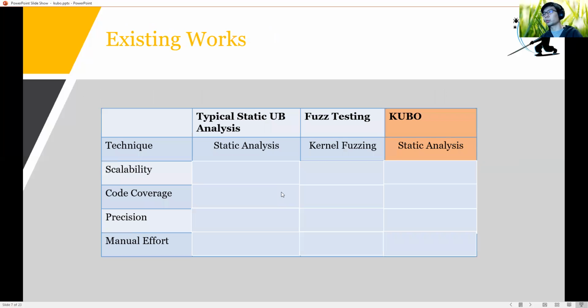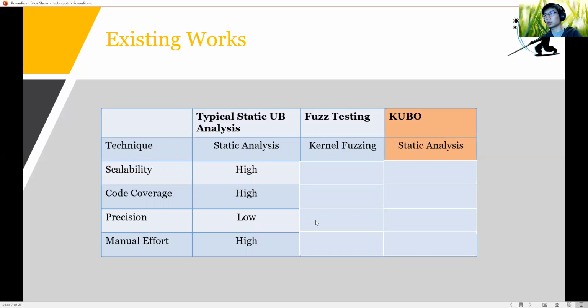So let's take a look at how the previous work detects undefined behavior bugs. And here's a brief comparison between the typical static methods and dynamic approaches in UB detection. A static analysis usually uses a precise intra-procedural symbolic execution aided by a scalable yet inaccurate inter-procedural static analysis. So in terms of scalability and code coverage, they are pretty good. But as mentioned before, the bug reports produced in this way are generally too many to validate. Thus, this is not precise and it requires a lot of manual effort.